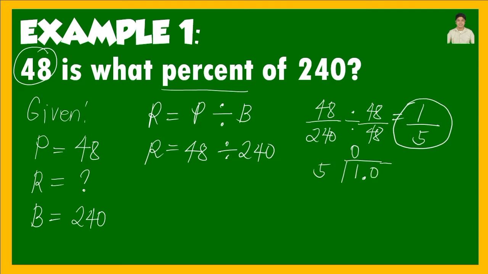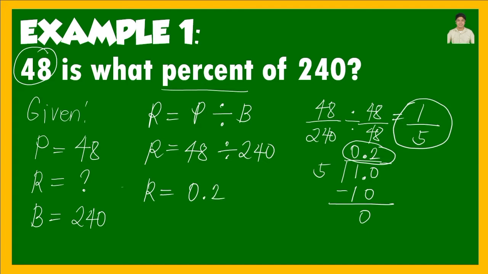So, magiging 10 siya. 10 divided by 2, that is 2. 2 times 5, 10. So we'll subtract 0. So our answer here is 0.2 or 2 tenths.